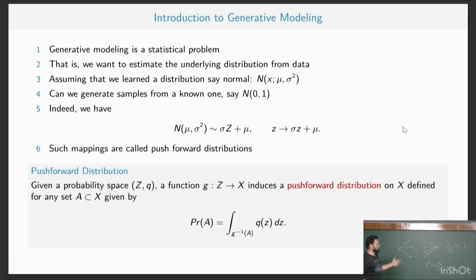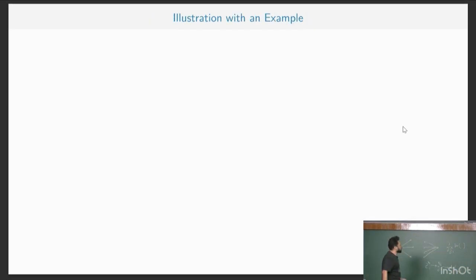We can do that because here I know the PDF of Z, because it's my known distribution. So G inverse A will be some area in the Z domain, and there I know the PDF because it's a known distribution. I can compute the PDF values, which is nothing but integration. In the continuous random variable case, we have to do the integration, and that's it. That gives me the probability. So this is just a way to define push forward distribution, but we will come to that a bit later. I don't think that's needed immediately.